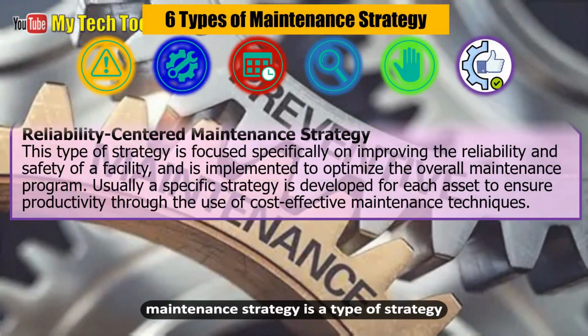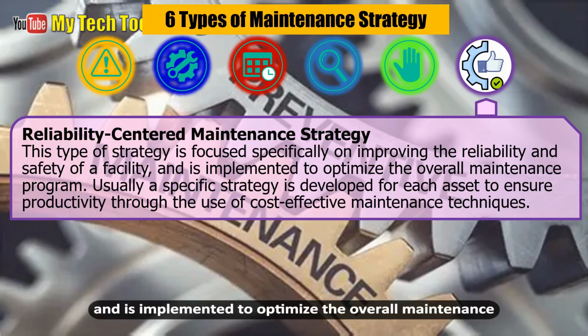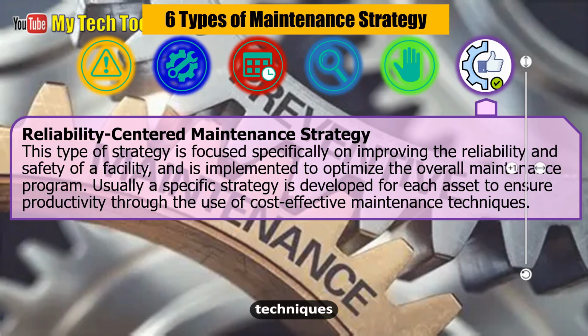Reliability-centered maintenance strategy is a type of strategy which is focused specifically on improving the reliability and safety of a facility and is implemented to optimize the overall maintenance program. Usually, a specific strategy is developed for each asset to ensure productivity through the use of cost-effective maintenance techniques.